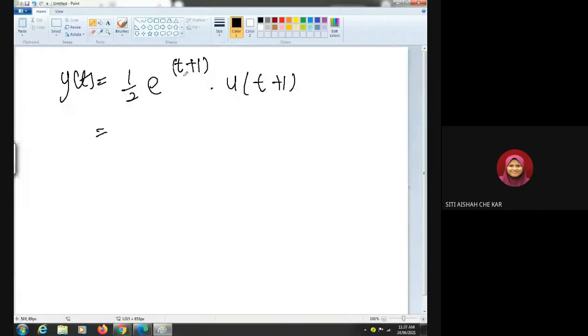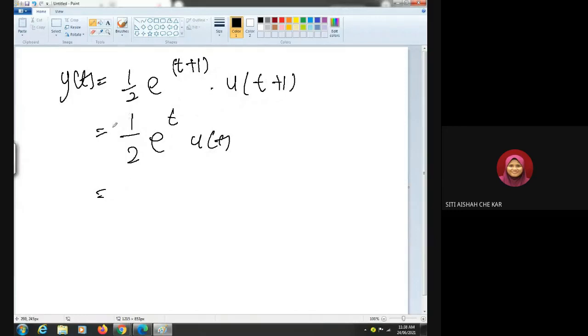Okay, first you tengok t plus 1, this one pun t plus 1 kan. Kalau sama, so you tutup dulu plus 1. So try to imagine close the t plus 1, so yang asalnya, so tutup dulu t plus 1, so automatic you will get 1/2 exponent t ut. So this is your original question. So you have to Laplace this one first.